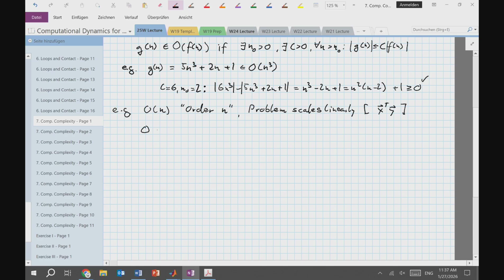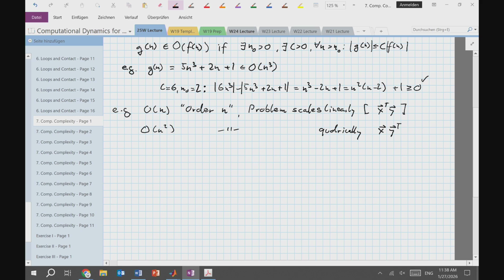And then I can do order n square. And this stays all the same. Now the problem scales quadratically. You have an example for a quadratic problem. We just saw it: row times column.